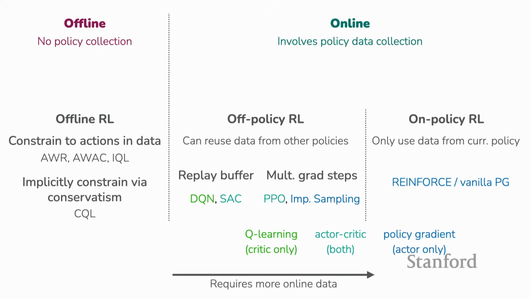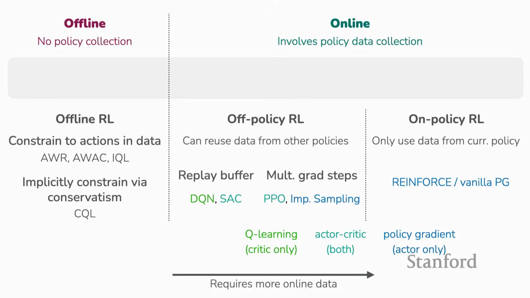Now, for these RL algorithms, generally, as you move right, you need more online data, and so that means that typically they're going to be more expensive, because online data is often more expensive than offline data. It's harder to repeatedly collect a large amount of online data.